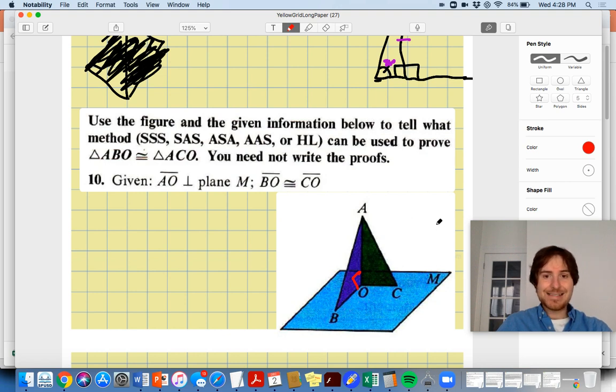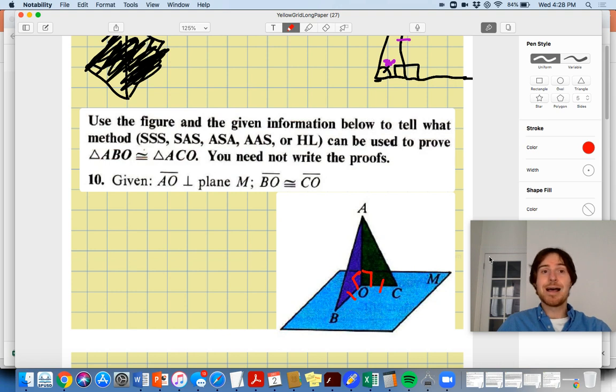We know that OC is in plane M, so that means it's also perpendicular to line AO, and that's from the definition of a line perpendicular to a plane. Any line passing through the point of intersection with that line that's in the plane is perpendicular to that line. That's a definition that came up this chapter. So we know that those two things are true. BO and CO are congruent to one another.